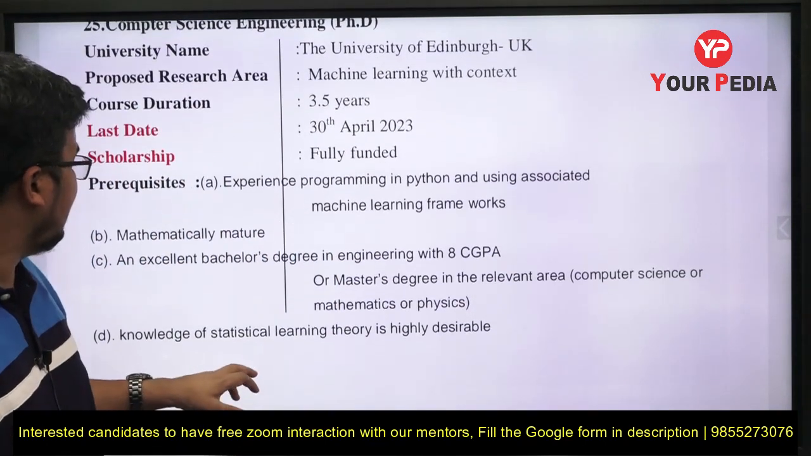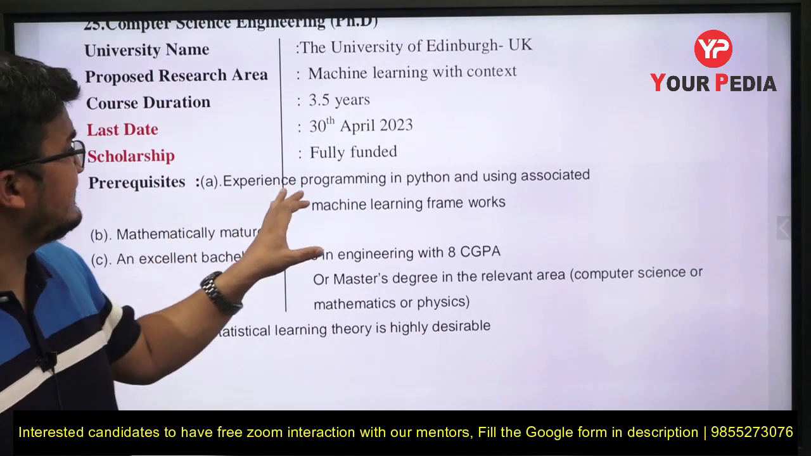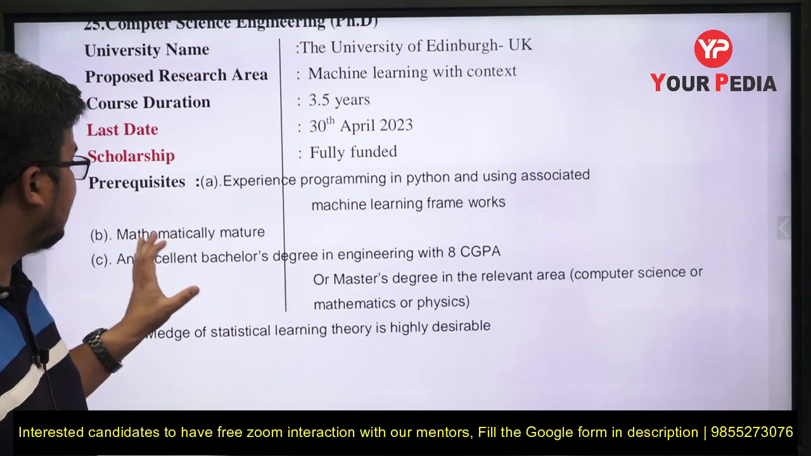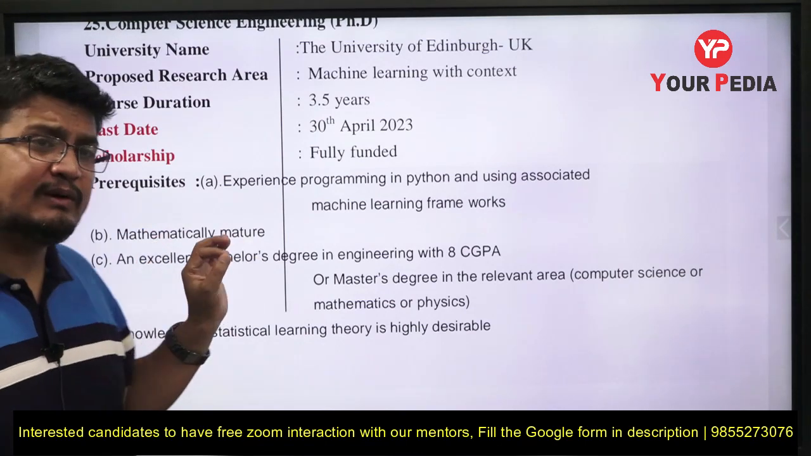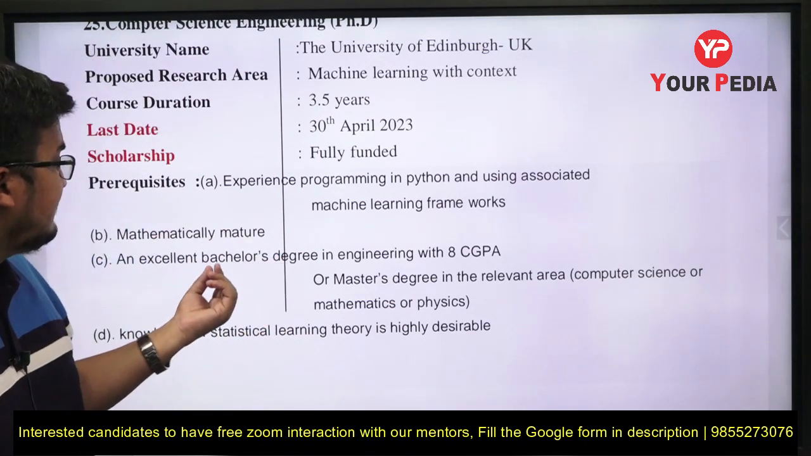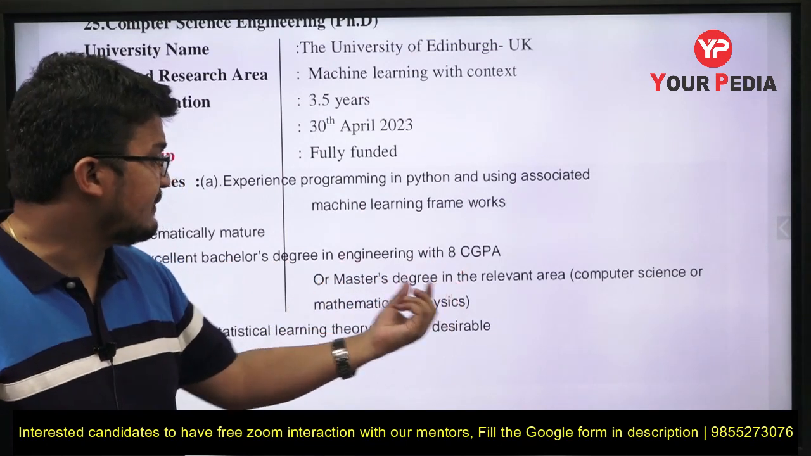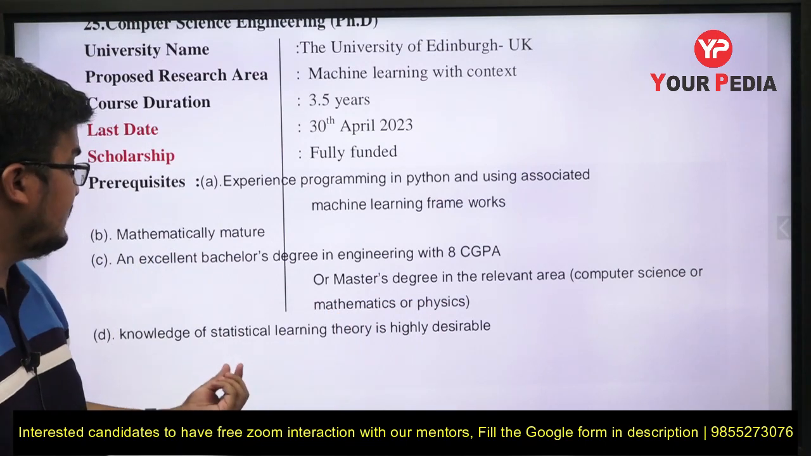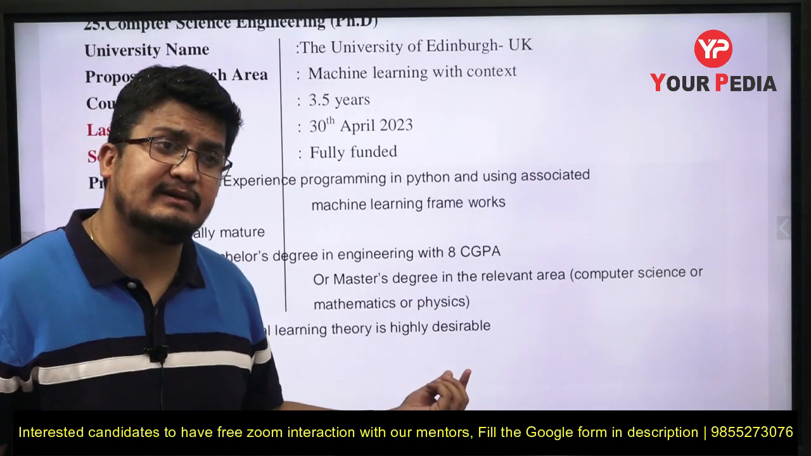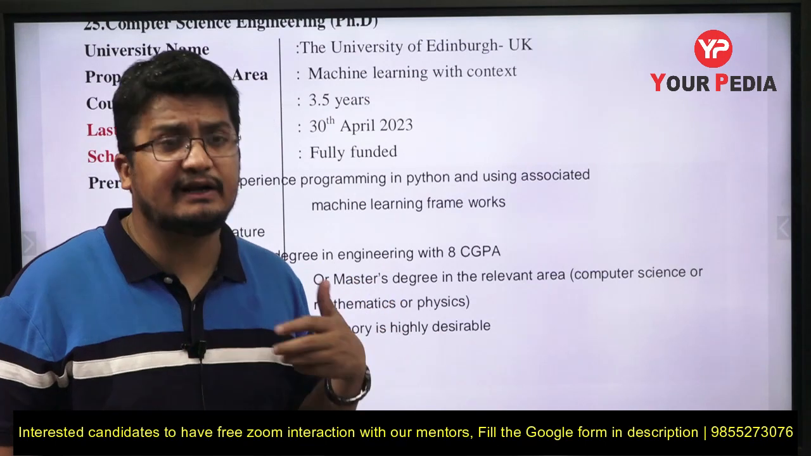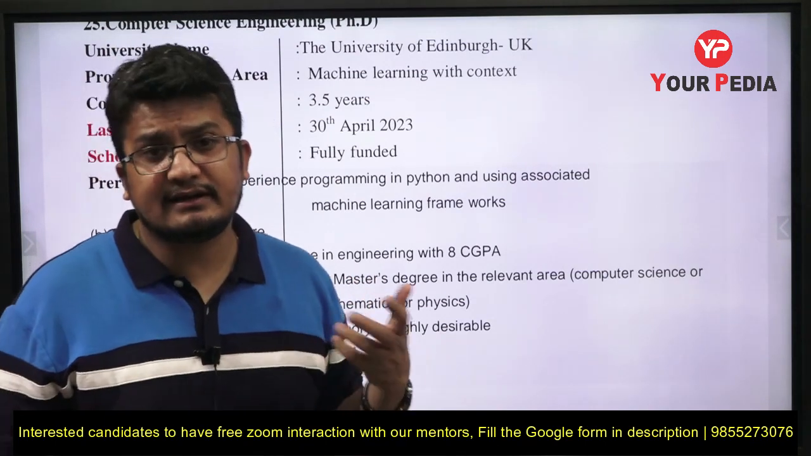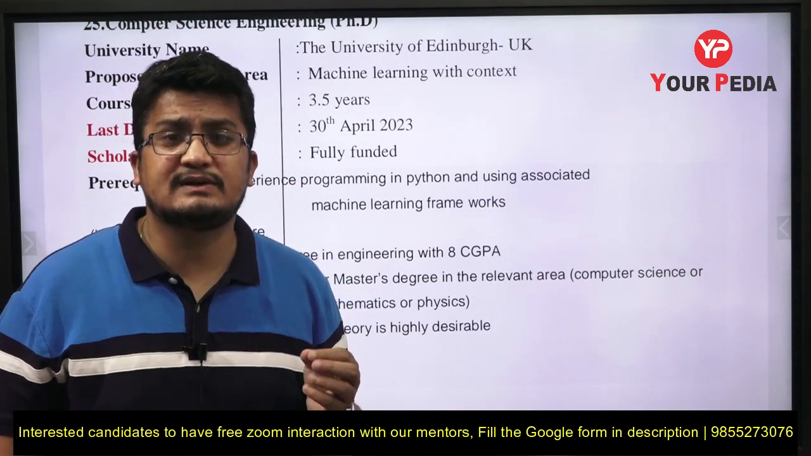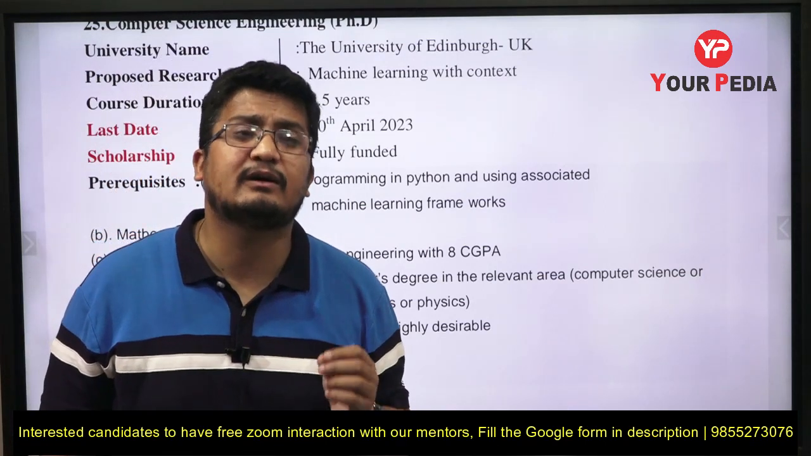Again, they have mentioned some prerequisites: experience programming in Python and using associated machine learning frameworks, mathematically mature, you must have a very good hold over mathematics, and an excellent bachelor degree in engineering with 8 CGPA or a master degree in a related area, computer science or mathematics or physics. Knowledge of statistical learning theory is highly desirable. See, wherever they have a vacancy related to artificial intelligence, machine learning, data science, you should have a great command over the statistical mathematics concepts which you have studied in the lower classes of your BTech or master's, right?